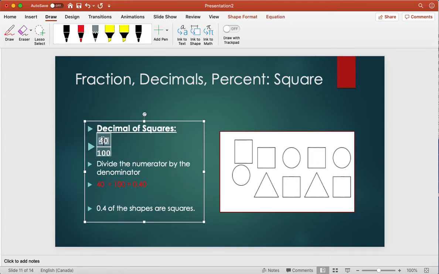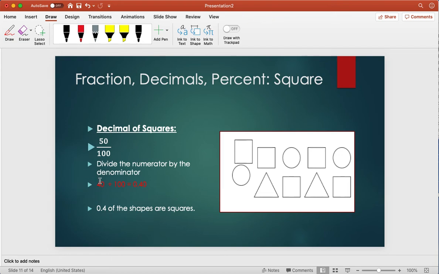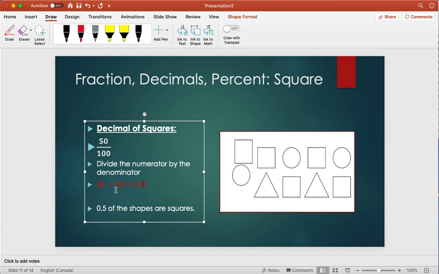Now writing it as a decimal, so 50 out of 100, you're going to divide the numerator, the top number, by the denominator. So 50 divided by 100, you move the decimal place over to the left. It's going to be 0.5. So remember, move it over to the left. So 0.5 of the shapes on this image are squares.